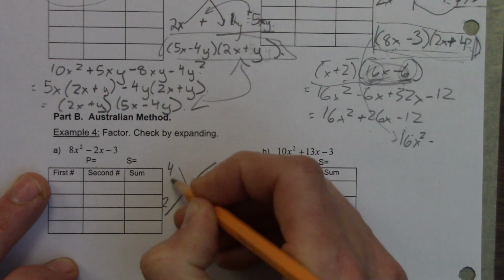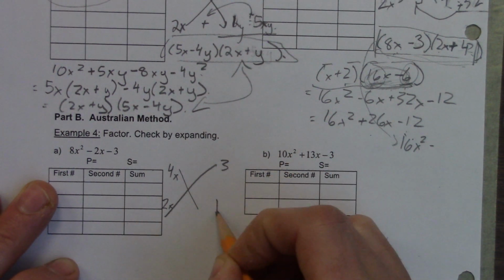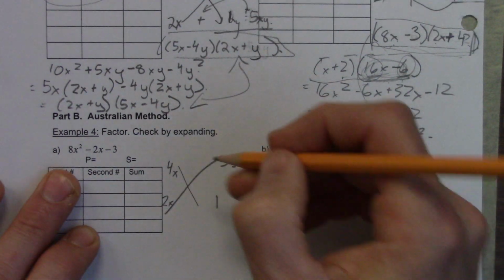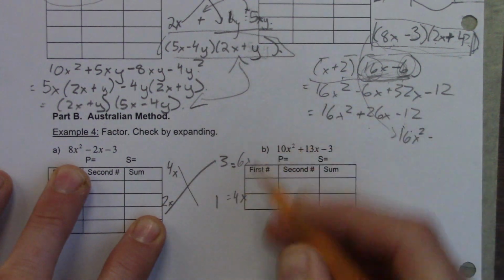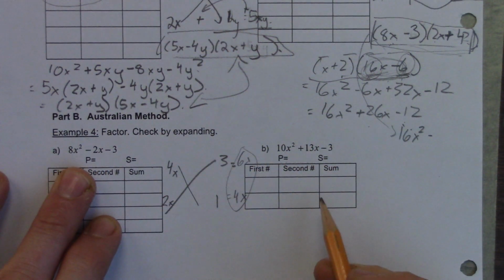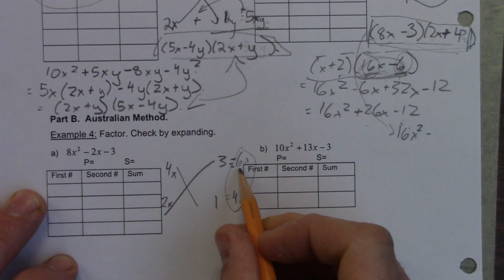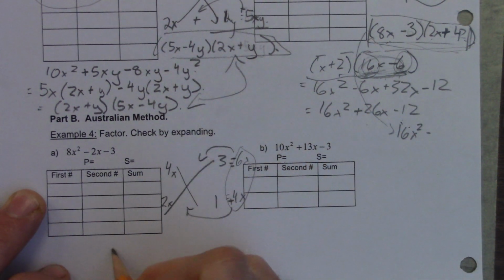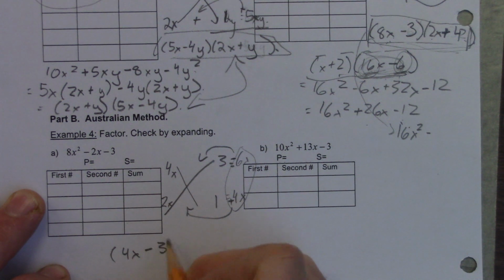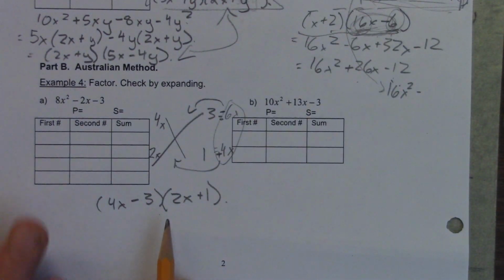Let's put 4 and 2, x, and then we have 3. We're going to go with 3 and 1, right? So this is going to be 6x, and this is going to be 4x. Can we use 6 and 4 to make negative 2? Yes, we can. 6 needs to be negative, so then negative comes here and positive comes here. We're left with 4x minus 3 and 2x plus 1.